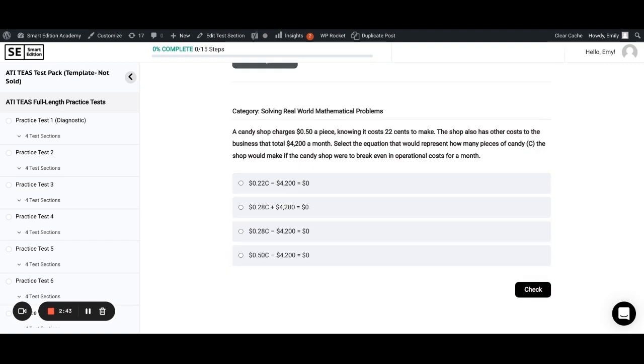It says a candy shop charges 50 cents a piece, knowing it costs 22 cents to make. The shop also has other costs to the business that total $4,200 a month. Select the equation that would represent how many pieces of candy, C, the shop would make if the candy shop were to break even in operational costs for the month. Okay, the answer is C.